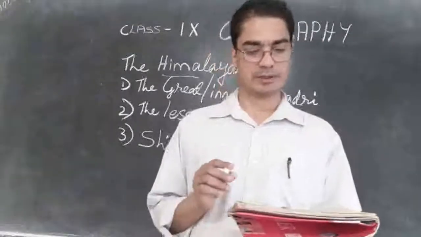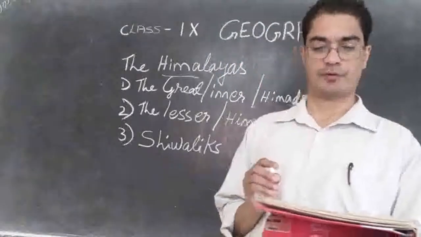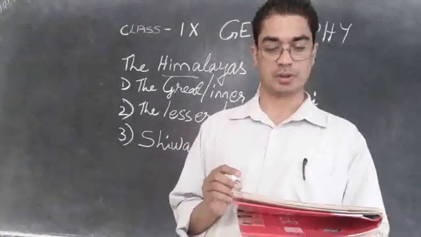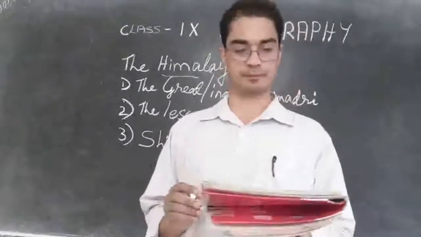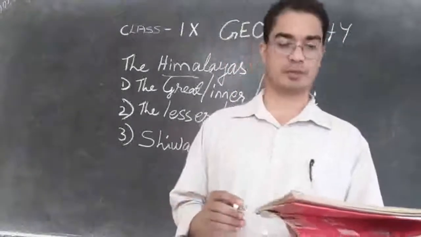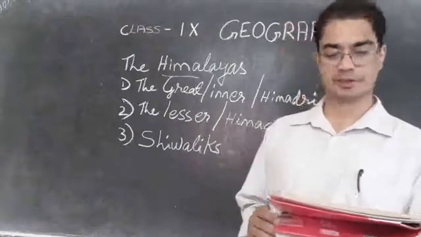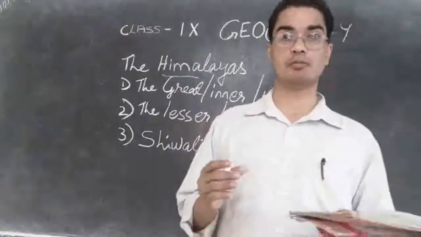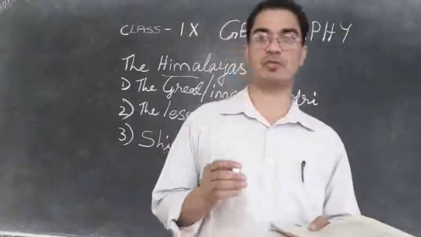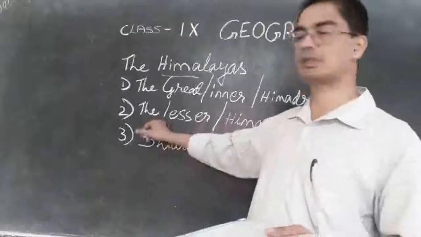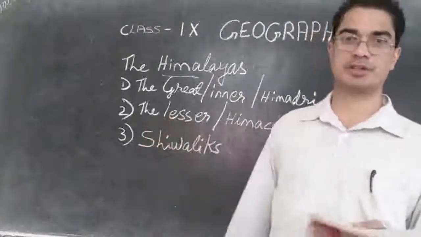Then the range consists of famous valleys in Himachal Pradesh, consists of the valley of Kashmir, the Kangra and Kulu Valley in Himachal Pradesh. So in this range, the lesser Himalaya, we find some important valleys. One is Kashmir Valley. So Kashmir Valley falls under this range.